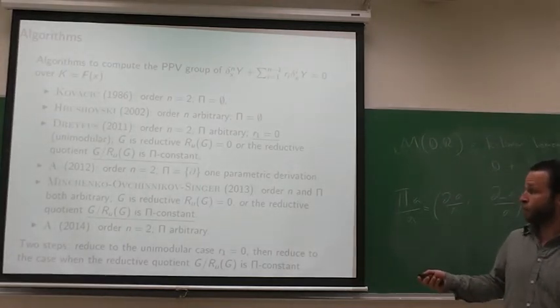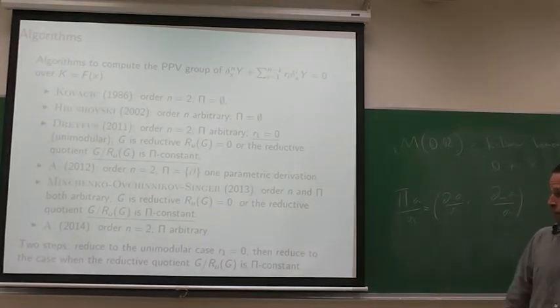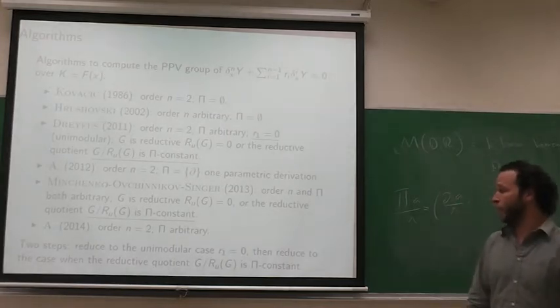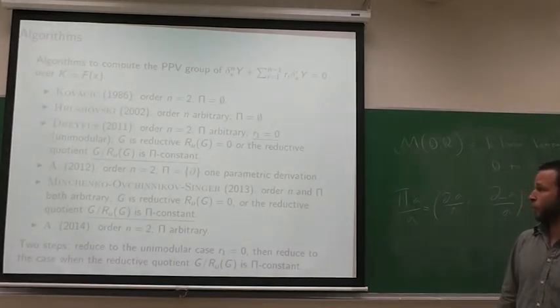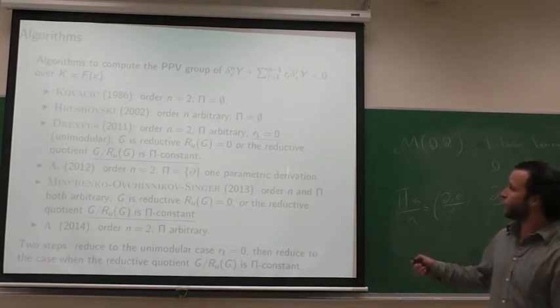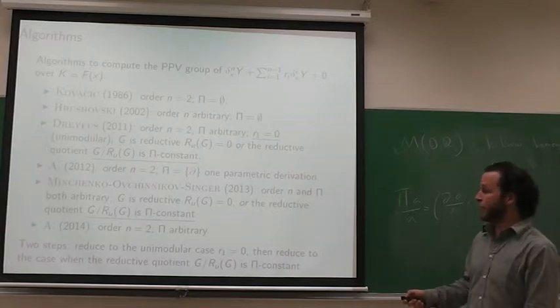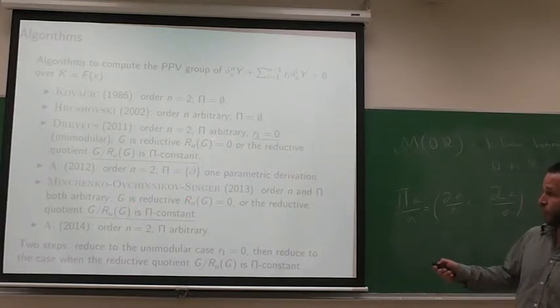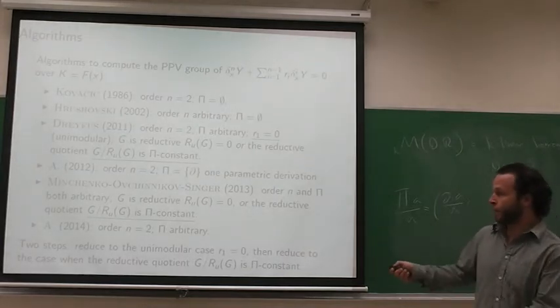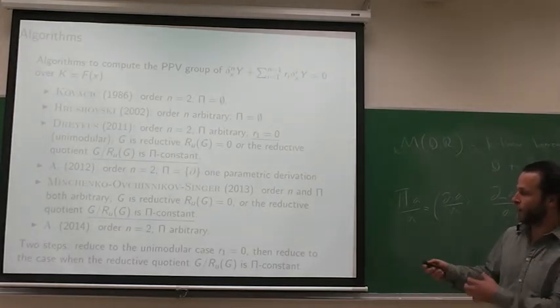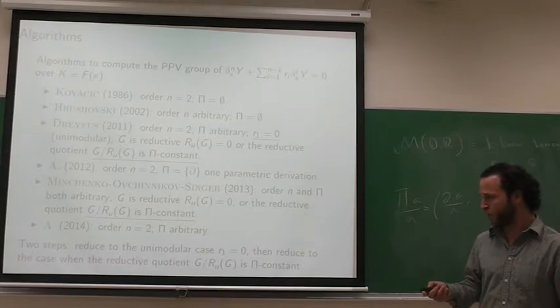Okay, and then more recently, Minchenko, Ovchinnikov, and Singer, in a pair of papers, published an algorithm to compute the PPV group for this equation with arbitrary order n and an arbitrary finite set of parametric derivations, still with the same restrictions that appear in Dreyfus' algorithm. And in fact, they help clarify why these restrictions come up.